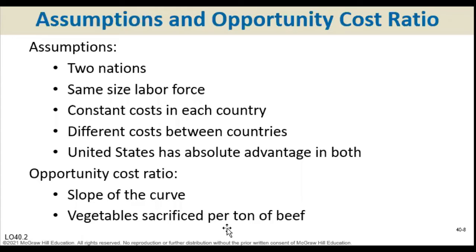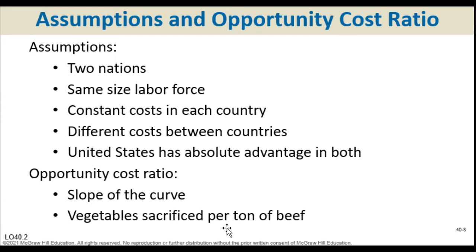Assumption and opportunity cost ratio. Comparative advantage: we have absolute advantage and comparative advantage. Comparative advantage is used to explain the relationship between specialization and international trade. A nation does not have to have an absolute advantage in producing a good to benefit from trading.